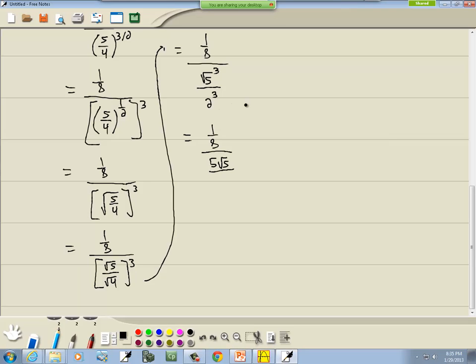Square root of 5 times square root of 5 is 5, times another square root of 5 is this, over 2 to the 3rd, which is 8. Since I have a single fraction over a single fraction, both of them have 8 as a denominator, those drop away. So we've got 1 over 5 square root of 5. Multiply top and bottom by the square root of 5, and we get square root of 5 over 25.